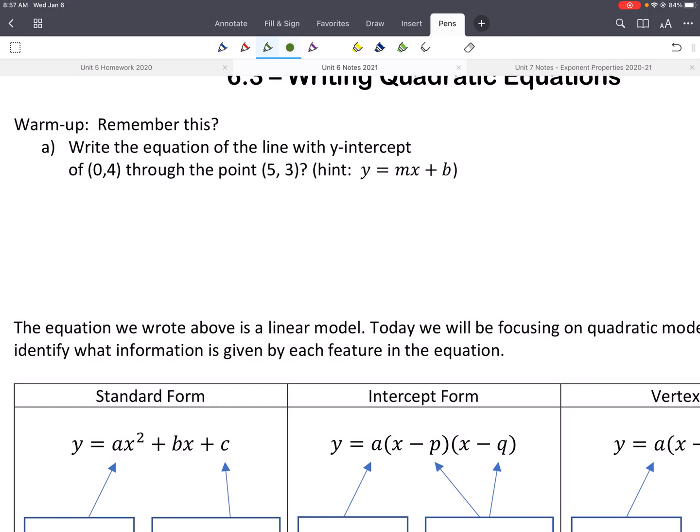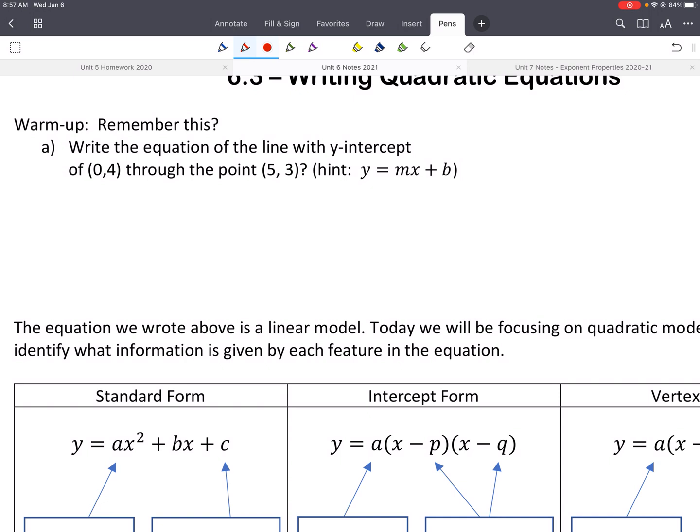All right, so you did this when you did linear equations, which was, I can't remember if that was 8th grade or 9th grade. But anyways, they're asking us to write an equation of a line with a y-intercept of (0, 4) through the point (5, 3). Okay, so to do this, our hint is y equals mx plus b.